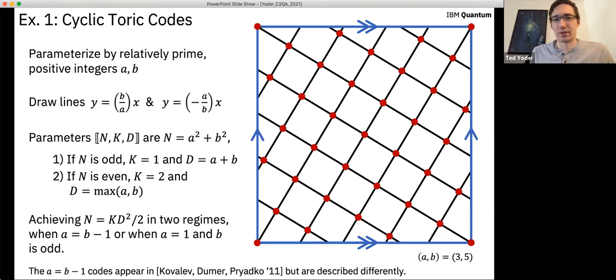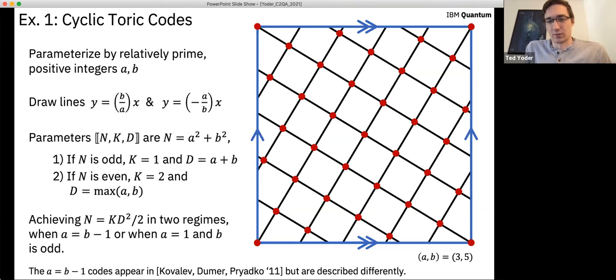So in general, the parameters of these codes are, well, the number of qubits is a squared plus b squared. And then if n is odd, there's one logical qubit and the distance is a plus b. And if n is even, there are two logical qubits and the distance is max of a and b. So you can actually achieve n equals 1/2 k d squared in two different regimes, when a equals b minus 1 or when a equals 1 and b is odd.